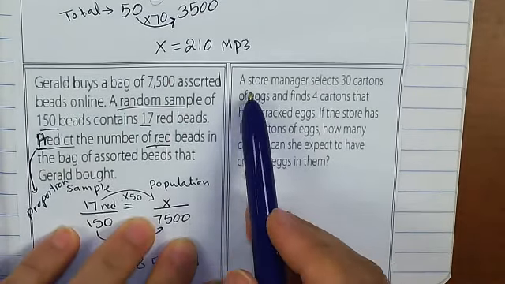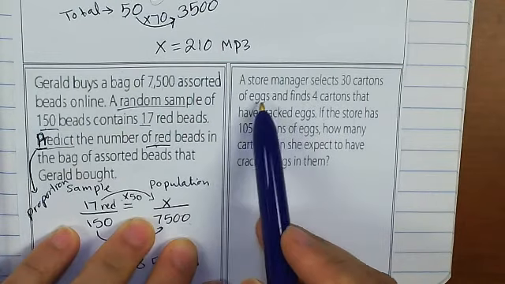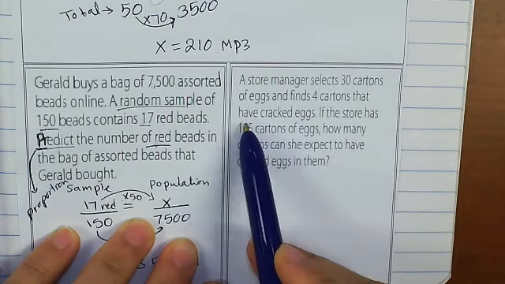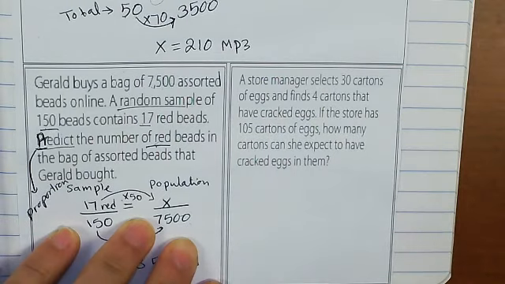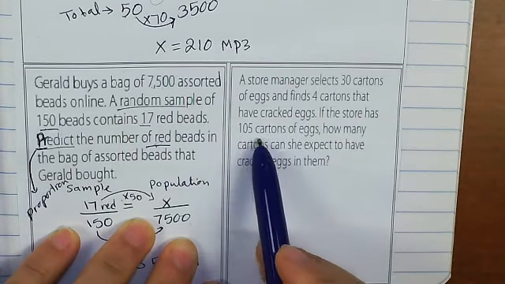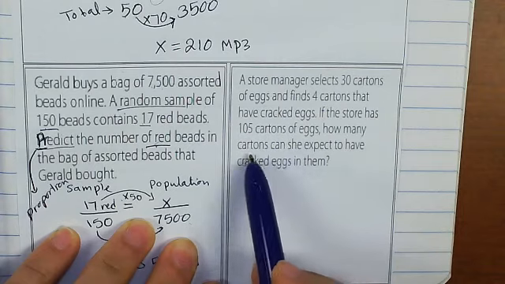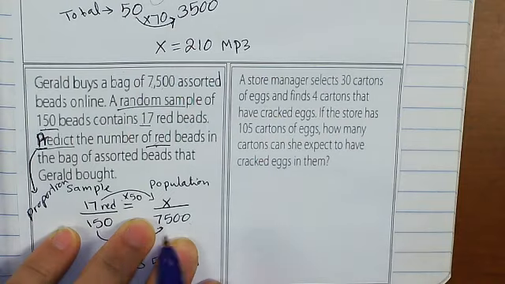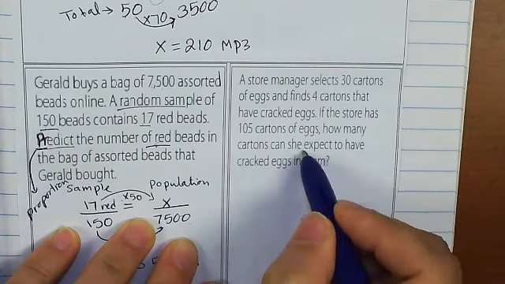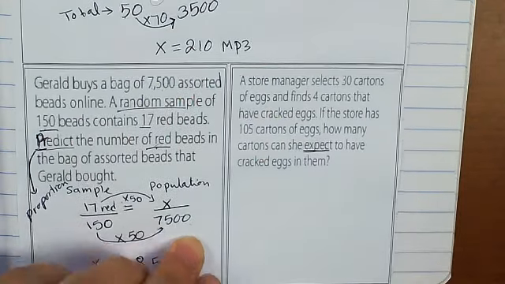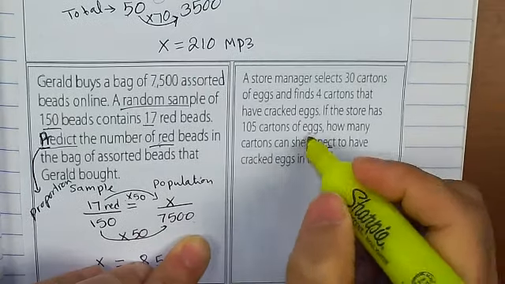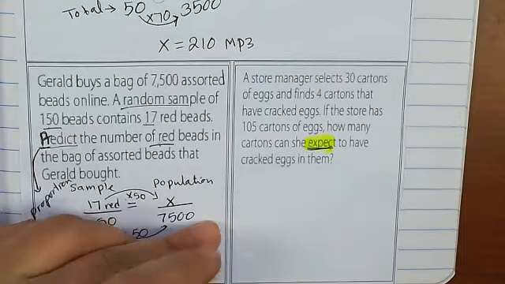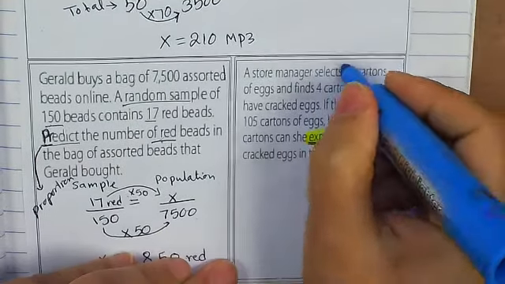If you're in the classroom, you would be doing this on your own, but we'll just go ahead and do this one together. A store manager selects 30 cartons of eggs and finds, I'm sorry, 4 cartons that have cracked eggs. If the store has 105 cartons of eggs, how many cartons can she expect to have cracked eggs in them? The same thing, notice that expect is the key word here that tells me I'm using proportion. I want to make a prediction. So that is a key word here.